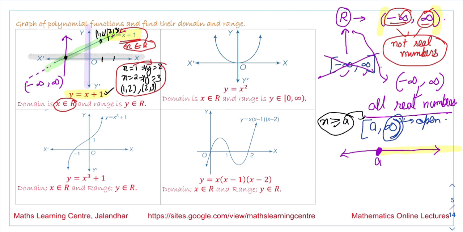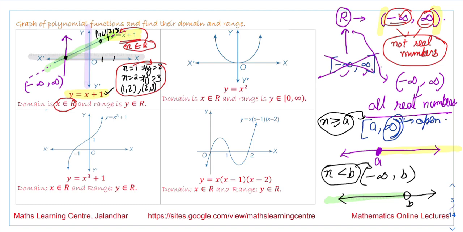This is this interval. Suppose we are writing minus infinity to b, both sides open. We are saying there is a number b over here, it is open from this side, and we are talking about all the numbers which are less than b. So this is x is less than b. These are all the numbers in this form.